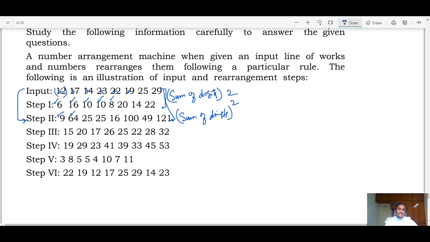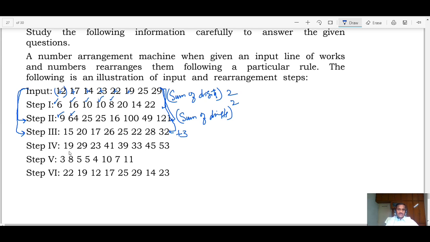Now input to step 3. Input to step 3, 12 to 15. What is the difference we have? Plus 3. Isn't it? 17 plus 3, 14 plus 3, 23 plus 3. That means from input to step 3, directly 3 is added to each of these numbers, plus 3.